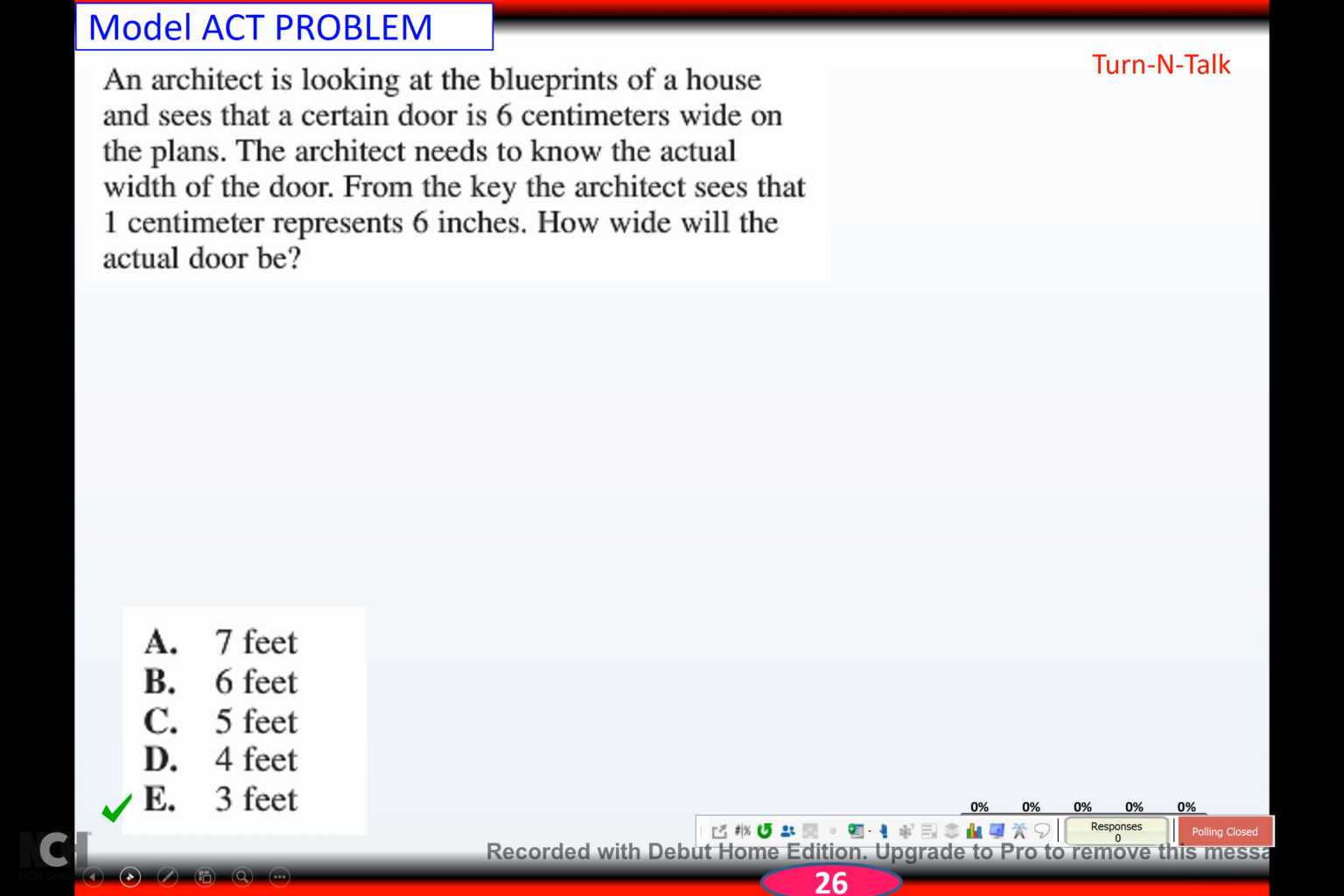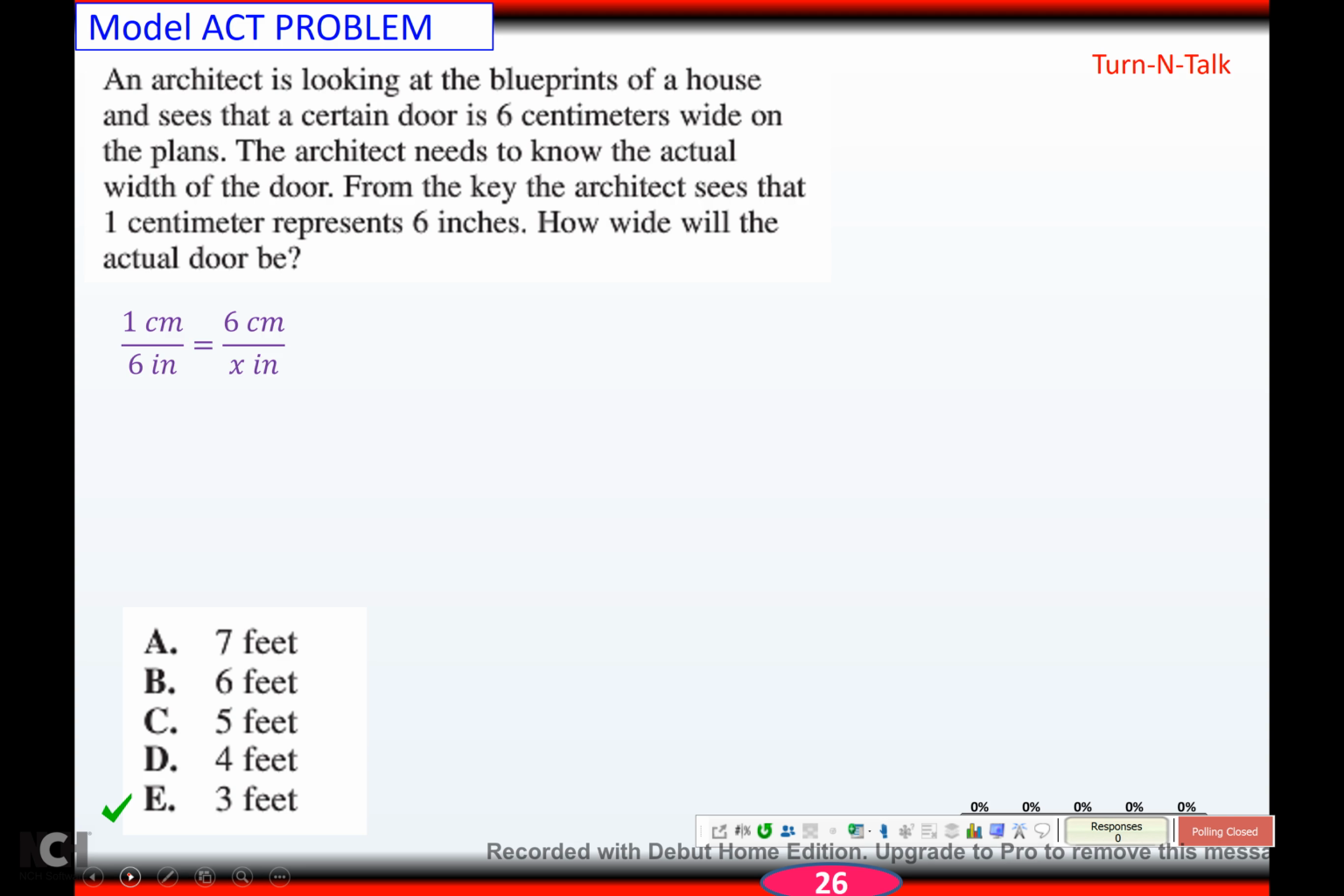And hopefully you got 3 feet. It says an architect is looking at the blueprints of a house and sees that a certain door is 6 centimeters wide on the plans. The architect needs to know the actual width of the door. From the key, the architect sees that 1 centimeter represents 6 inches. How wide will the actual door be?